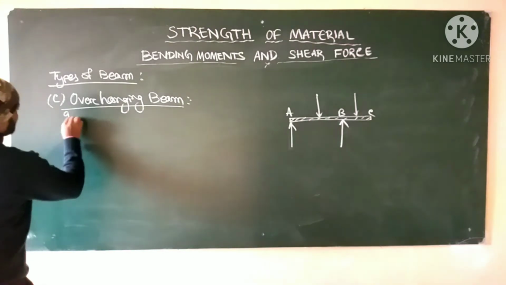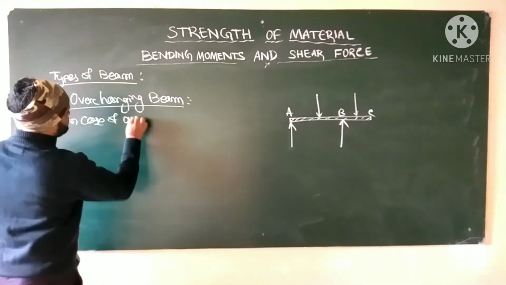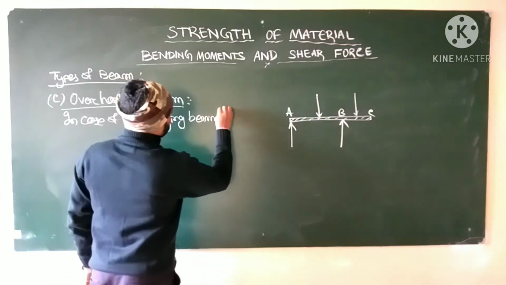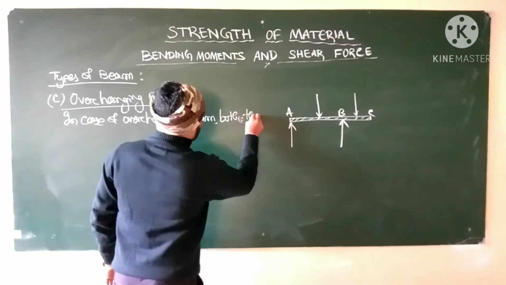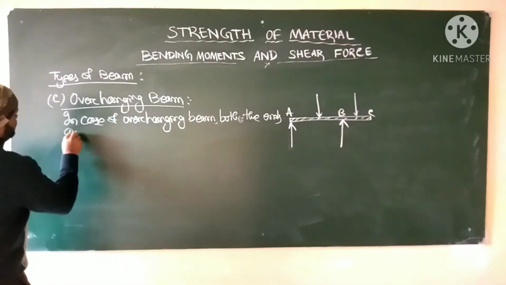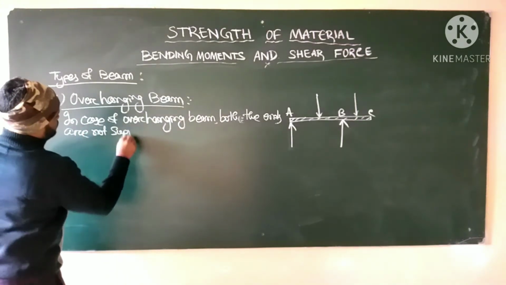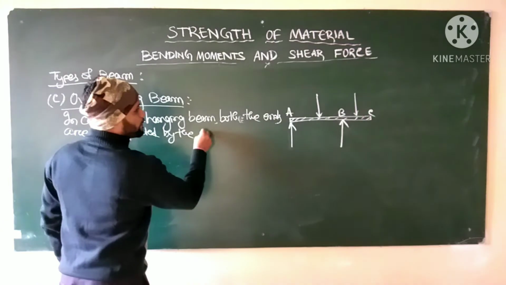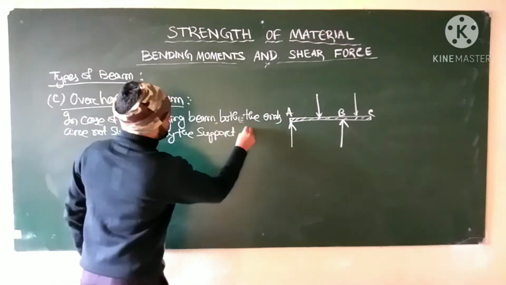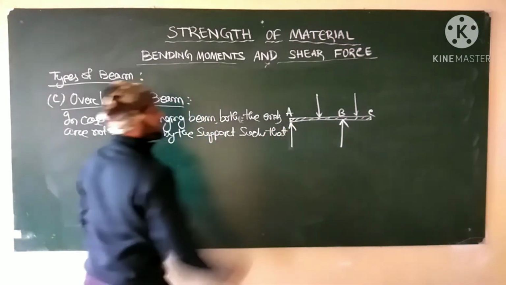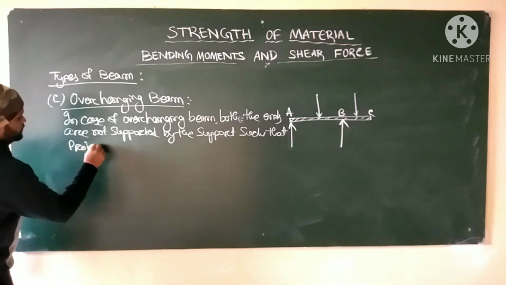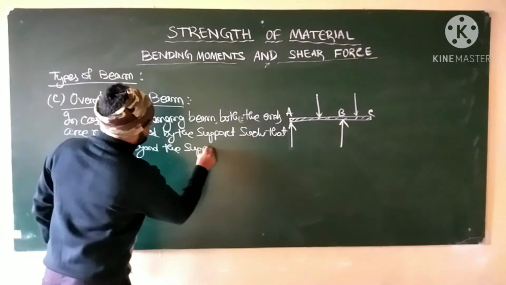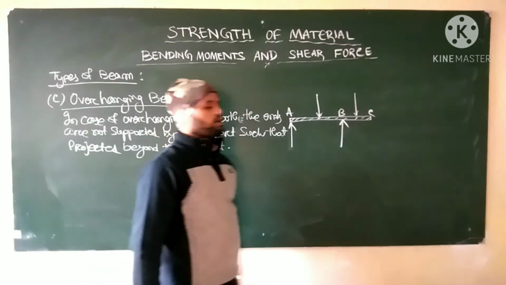So in the case of an overhanging beam, both the ends are not supported by the support such that they are projected beyond the support. So projected beyond the support means overhanging beam.